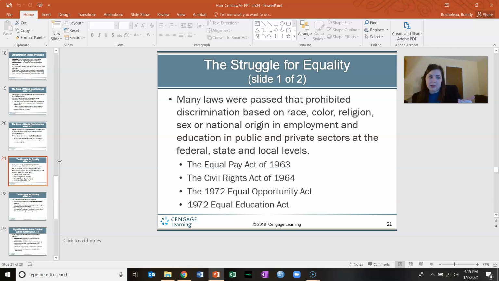Thurgood Marshall is the person who spearheaded the legal challenges to Jim Crow and argued Brown versus Board of Education in front of the United States Supreme Court. After that, Brown versus Board of Education comes in the 1950s, and we see other areas desegregated area by area. We then begin to see laws passed that prohibit discrimination on race, color, religion, sex, or national origin in employment, in education, in public and private sectors, including laws that are still very important today, like the Civil Rights Act.